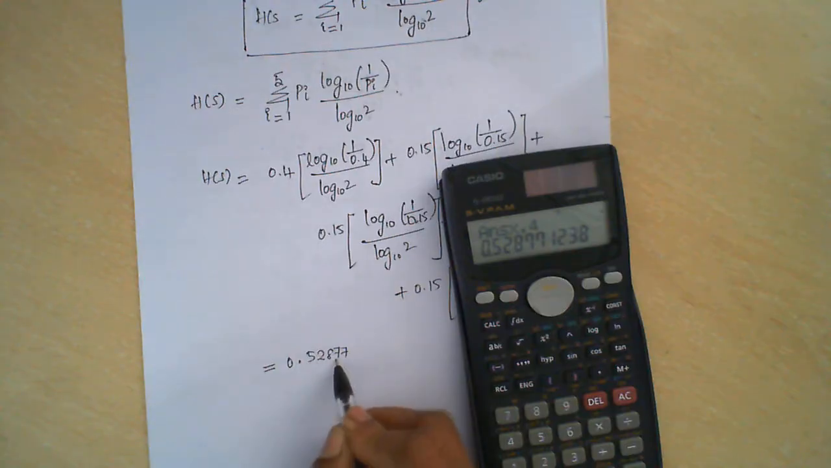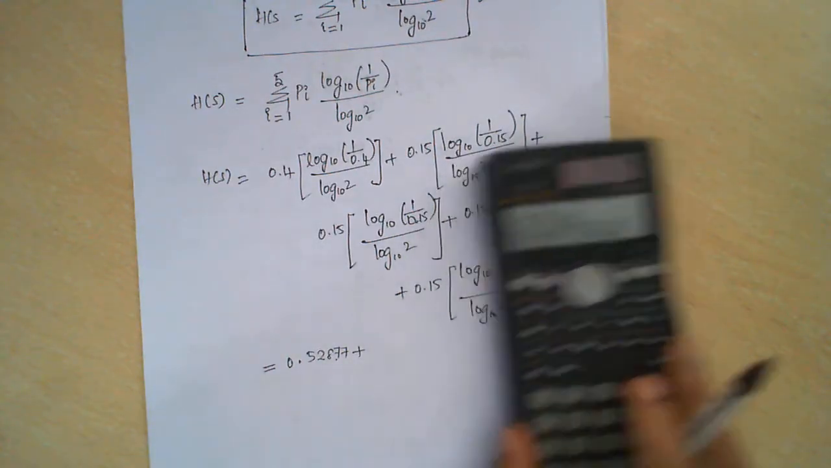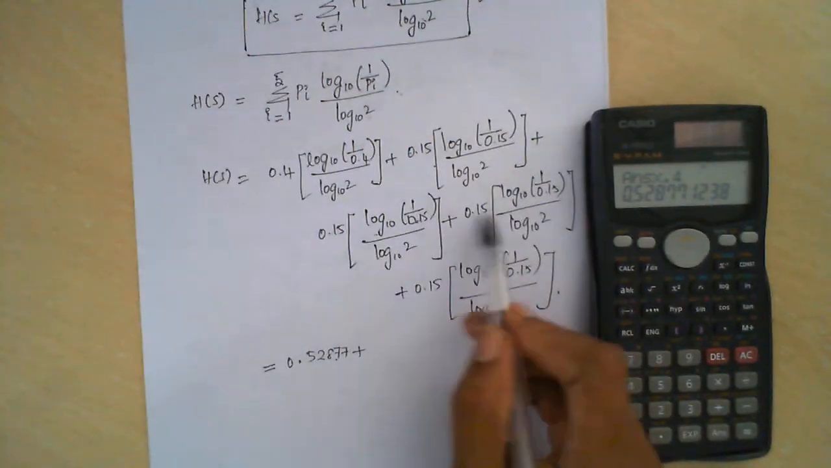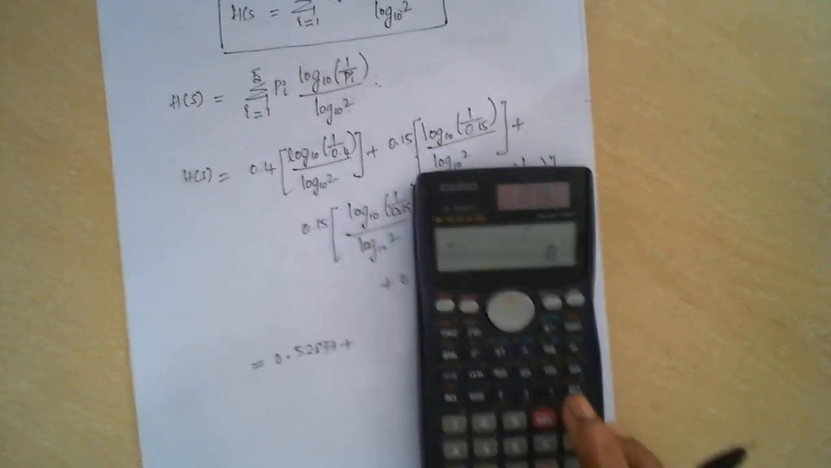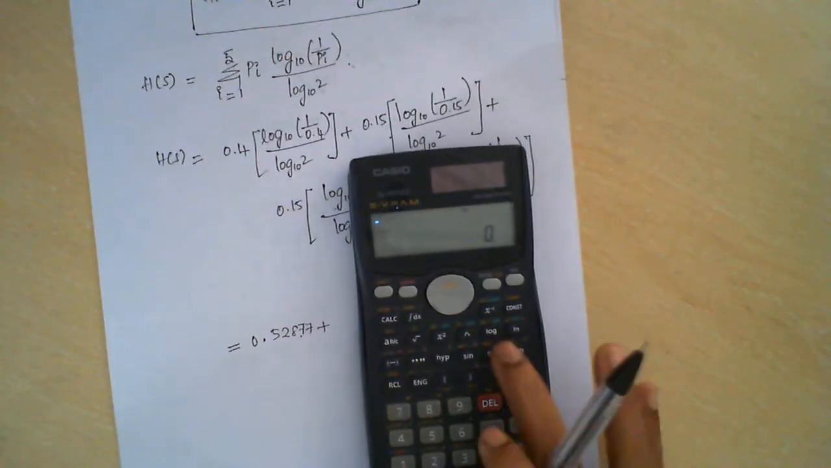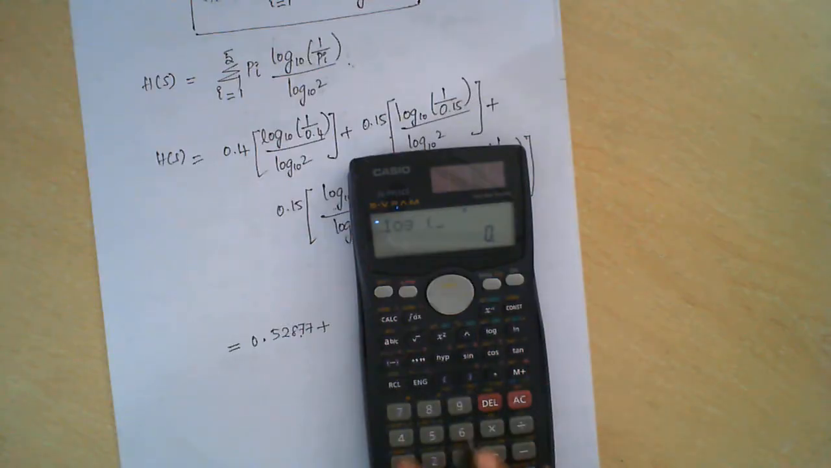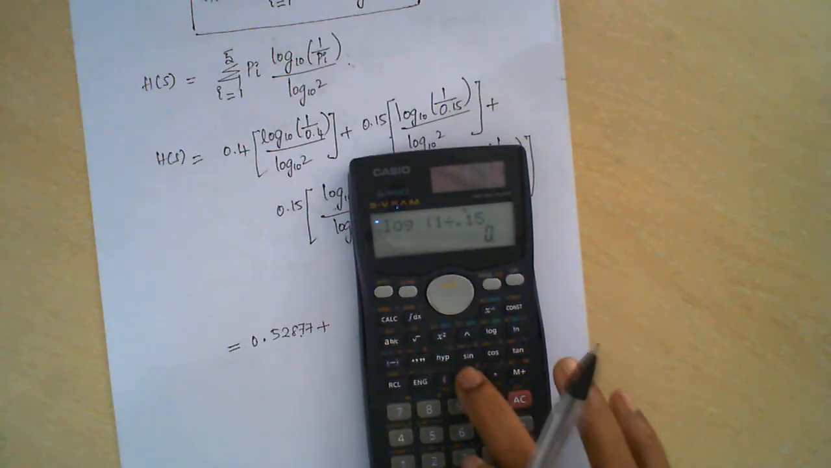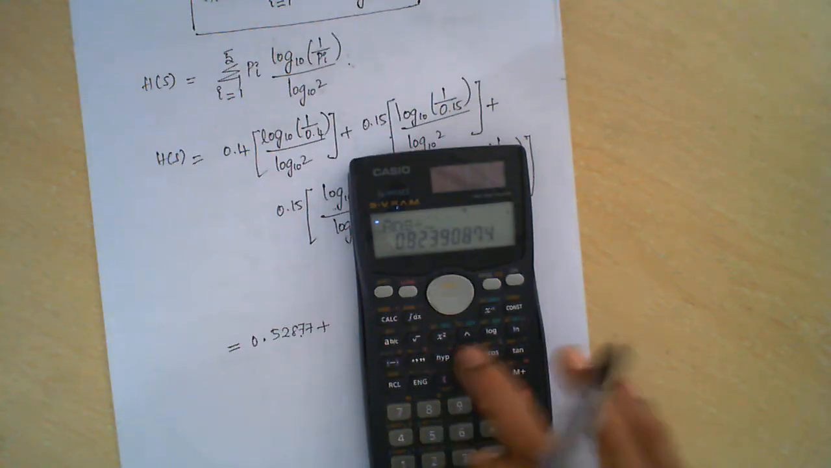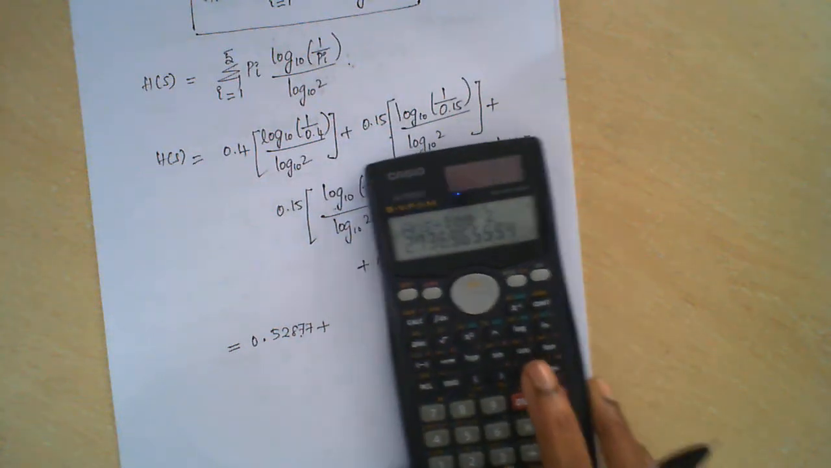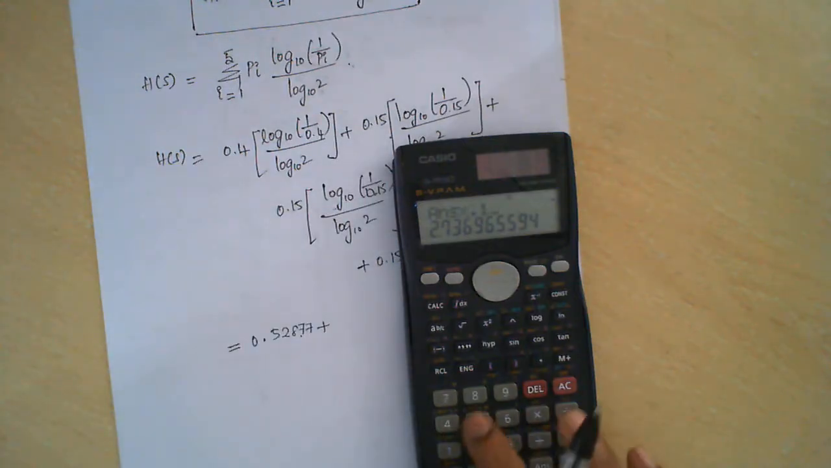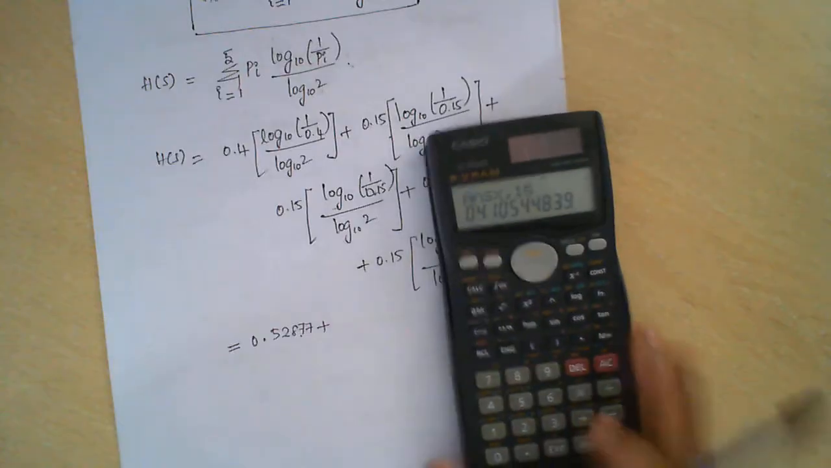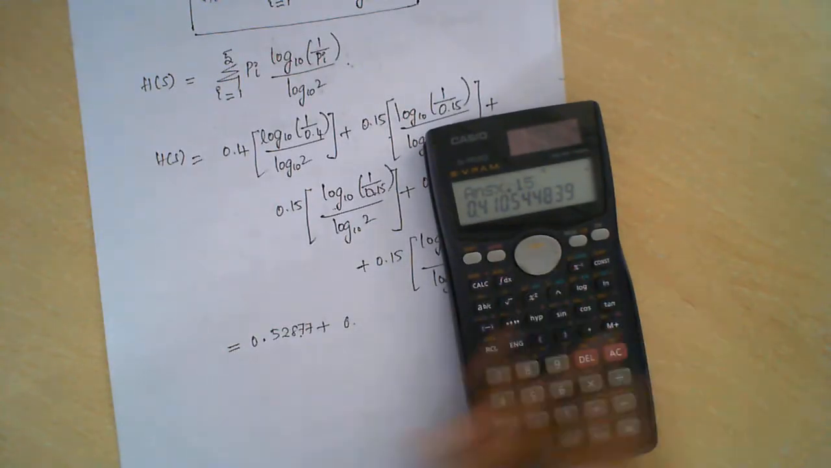There are 4 places after the decimal. You can calculate this value only once and multiply it 4 times. So this is one simple step. You can go with log of, open the bracket, 1 divided by 0.15, close the bracket, equal to, divided by log 2. The value here is 2.736 into 0.15 again. So you get the value of 0.4105.